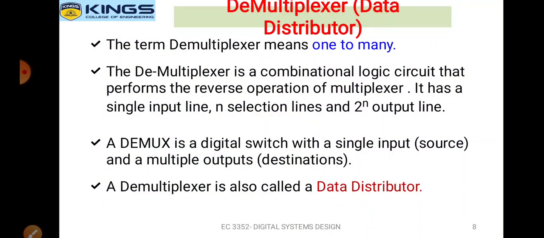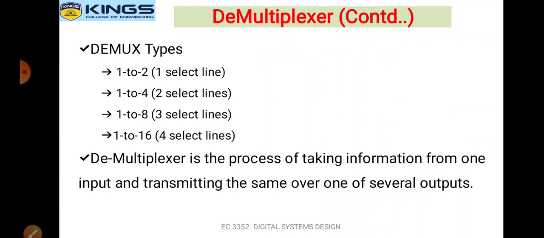It has a single input line, n number of selection lines and 2 power n output lines, right? A demultiplexer is a digital switch with a single input and multiple outputs. So the other name for demultiplexer is data distributor. Since it has multiple outputs, it is called a data distributor, right?